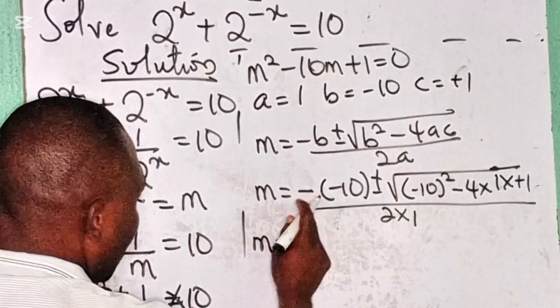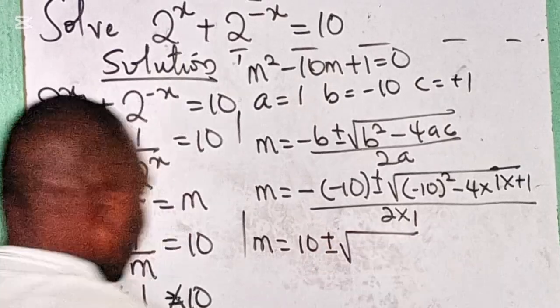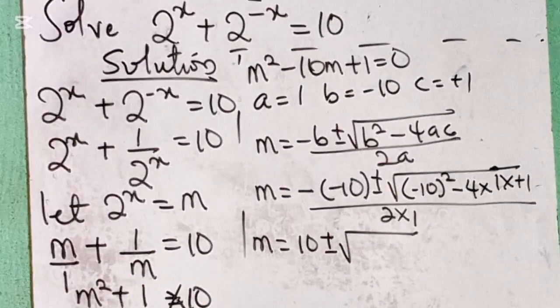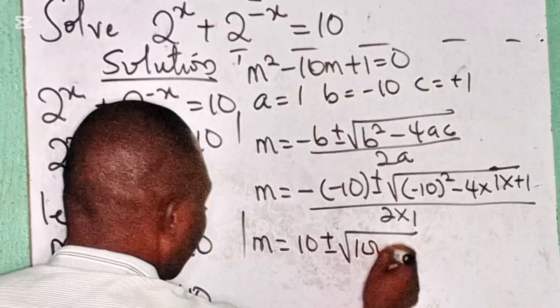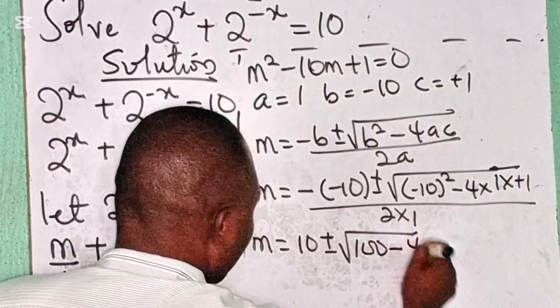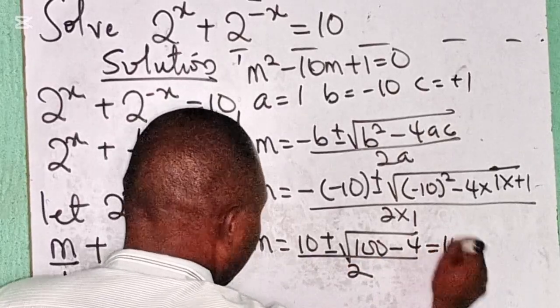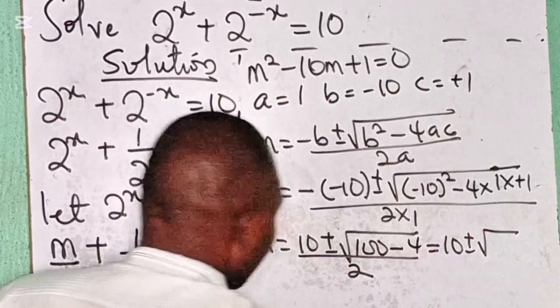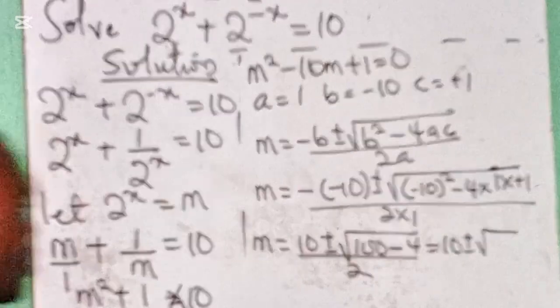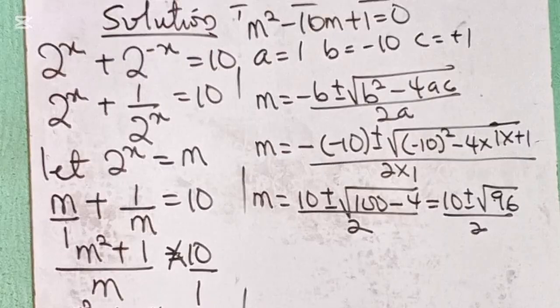M equals minus times minus is plus, that is 10, plus or minus root. Now minus 10 squared is 100. Minus times plus is minus. 4 times 1 will give us 4, over 2. Now this is equal to 10 plus or minus root 100 minus 4, which gives us 96, over 2. Is that understood?